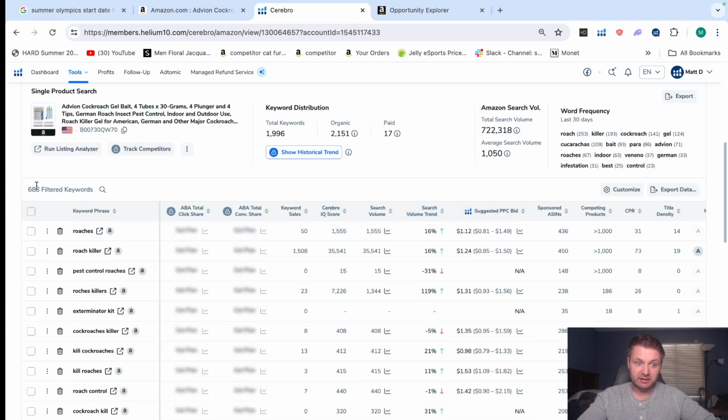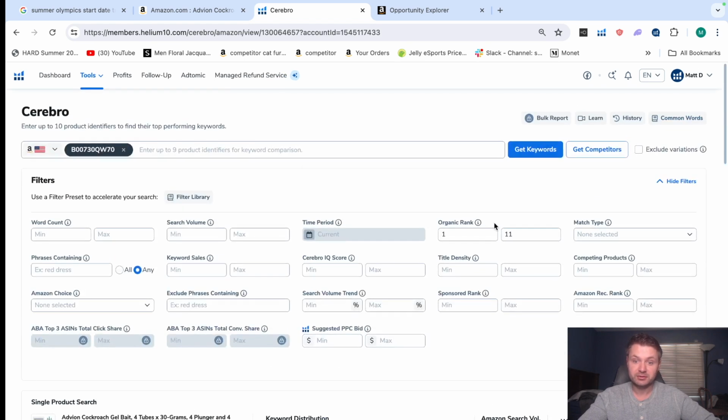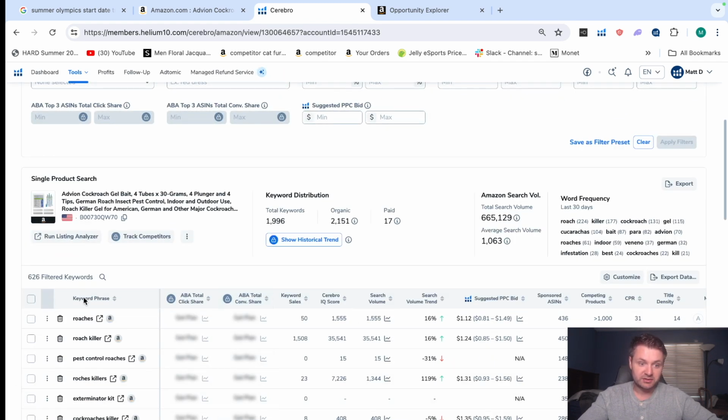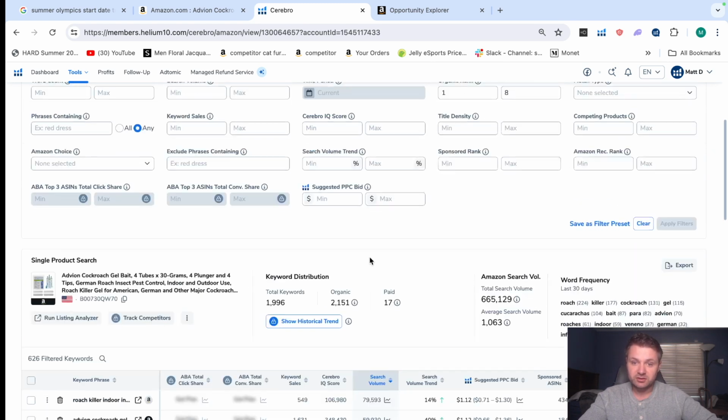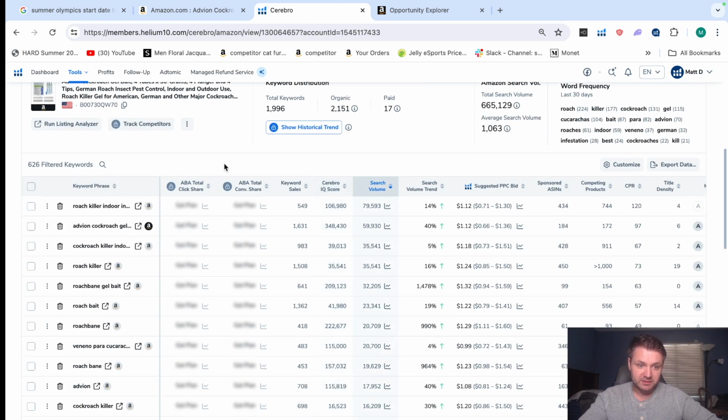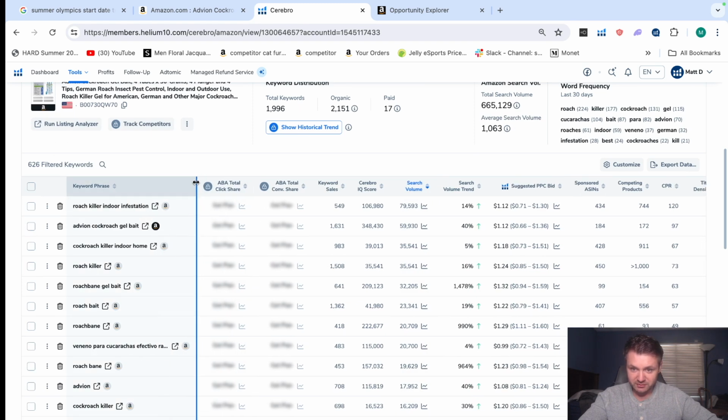So now we've narrowed from multiple thousands to 688, which is still a lot you can rank for. So I'll even lower this to 1 through 8, and we'll go from 688 to 626. Okay, something a little bit lower. So we'll sort by search volume, highest to lowest, and it looks like we have a lot of different search terms we can rank for.